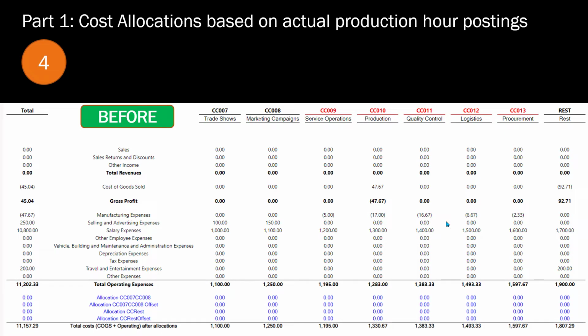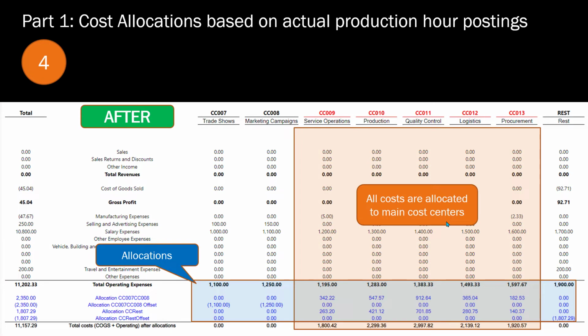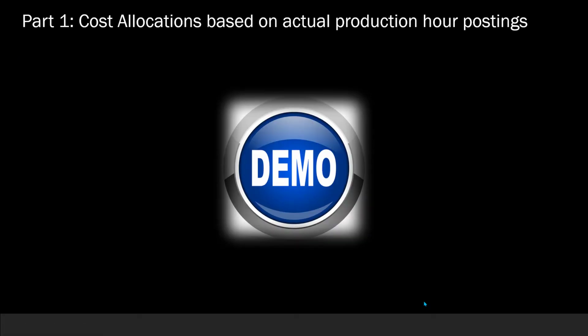So this is my report before I did the allocation, and this is it afterwards. In the following demo, the numbers might change a bit because in the production I get different variances, so the numbers might fluctuate here a bit. But in principle, we should see the outcome that these other cost centers, the supporting cost centers, have a total amount of 0, and the total amount is then allocated to the main cost centers. And that's what I'm going to show you next in my demo system.